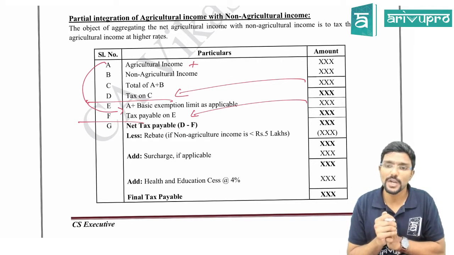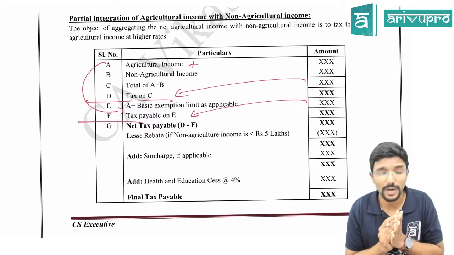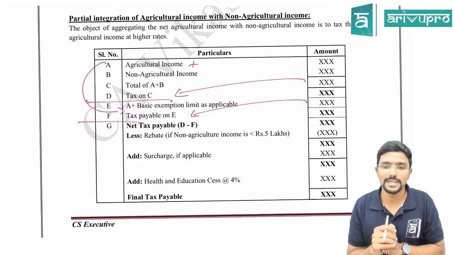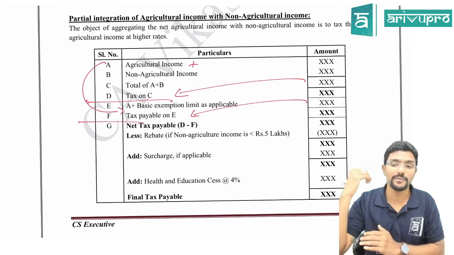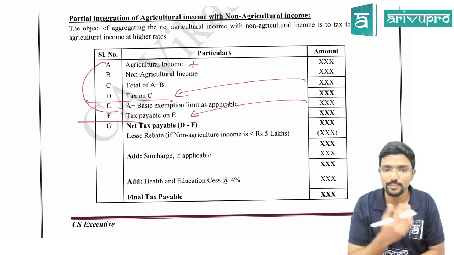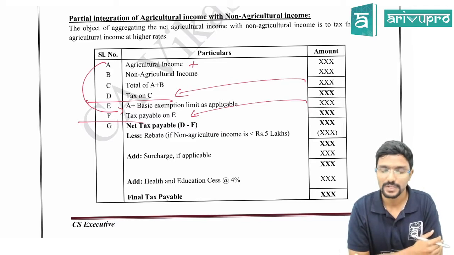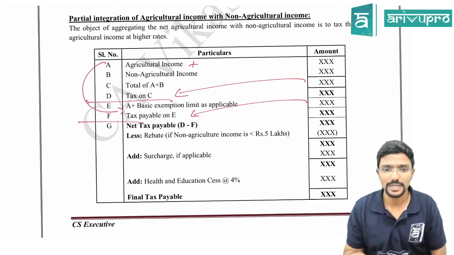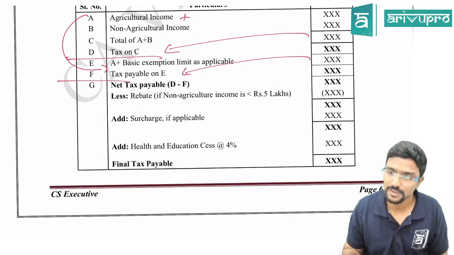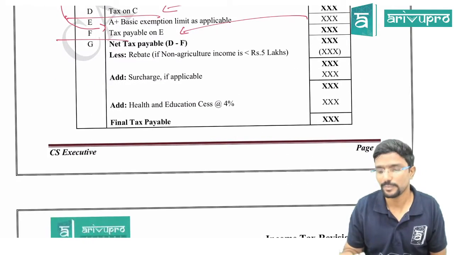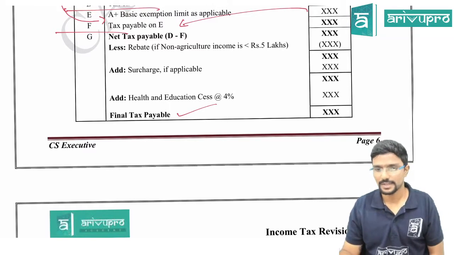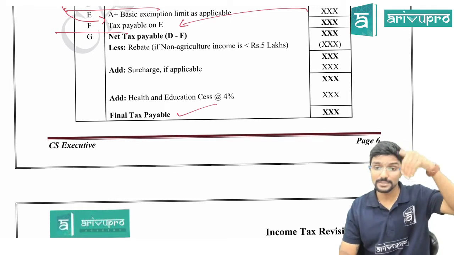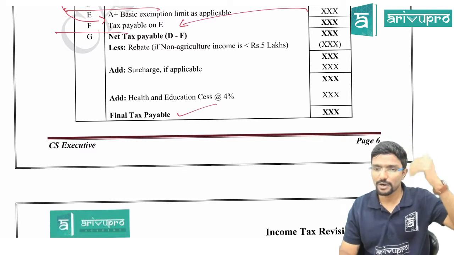Then if your non-agriculture income is up to 5 lakh, claim rebate. Then if your non-agriculture income is crossing the limit of 50 lakh, 1 crore and so on, you have to pay surcharge also, as applicable. If it is applicable only. If it is not applicable, skip that step. That's all. Then health and education cess at 4% always. The final tax you will pay to the government is this figure. Agree guys? In the format of tax calculation, I have given the maximum things that can come. All things might not come in every case.